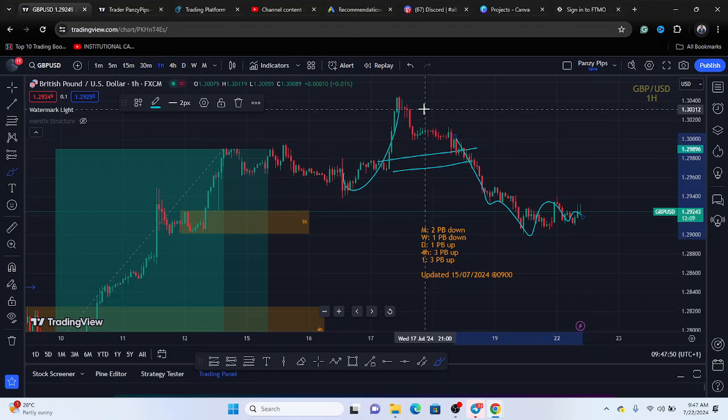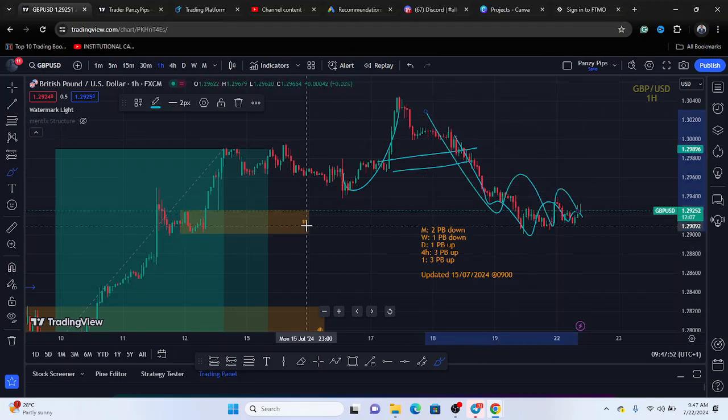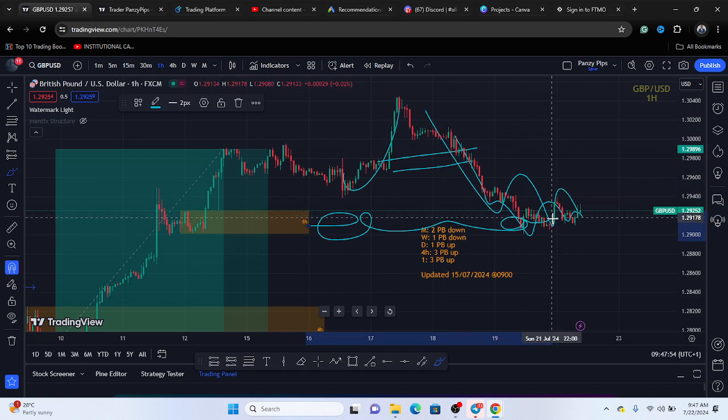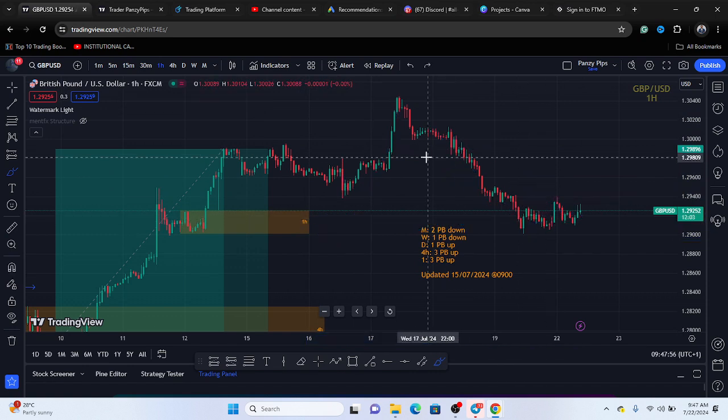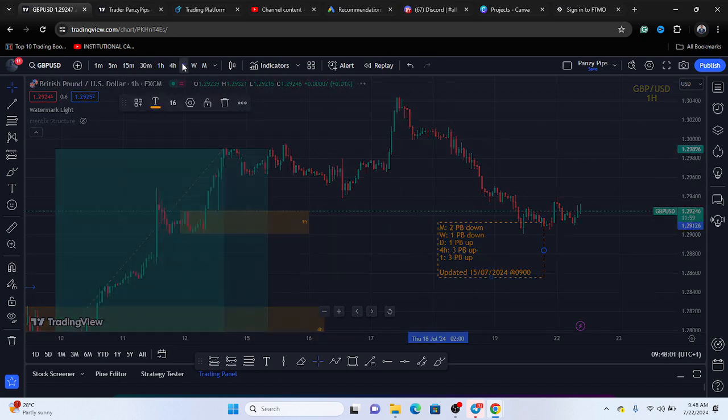Now we can see that on the 1 hour we are bearish, so all plans of buying from this zone are thrown away right now because the market has U-turned bearish. Okay, so we'll leave that for now. Let's go back to the daily and take it from there.